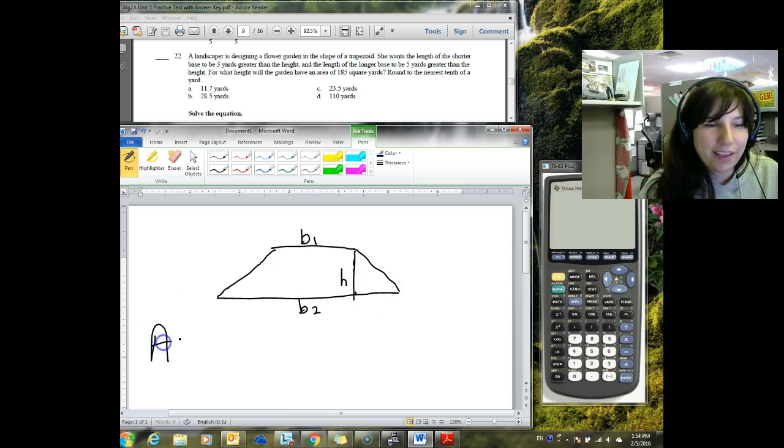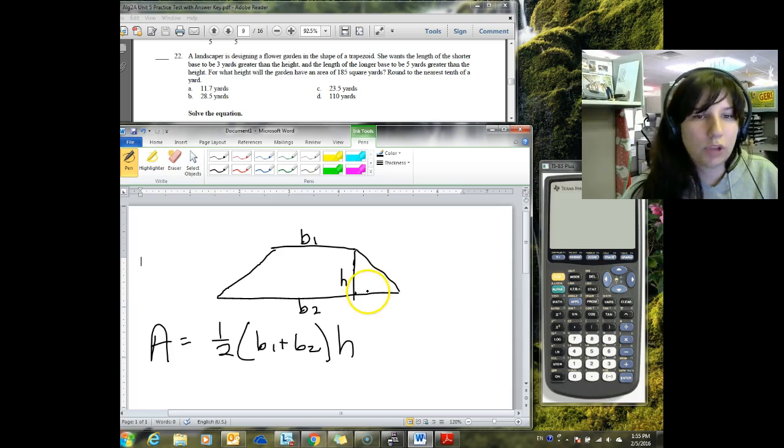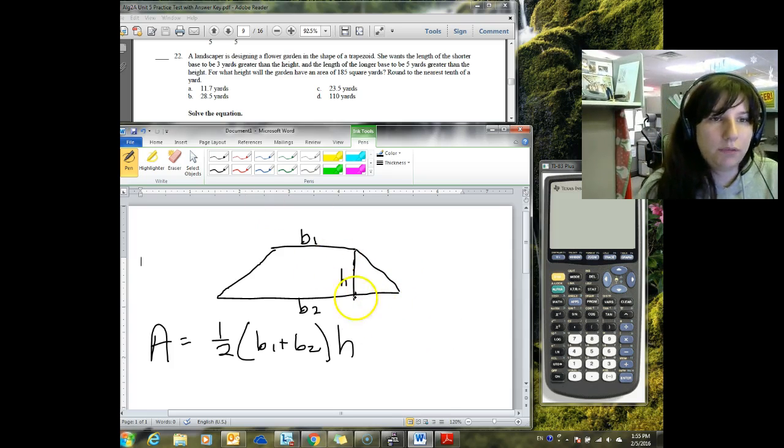When the area is going to be 1/2, you add up the bases and you multiply the height. All right, so jot that down on a note card. You can look at it when you're taking your test, so you don't need to memorize formulas. All right. She wants the length of the shorter base to be 3 yards greater than the height.